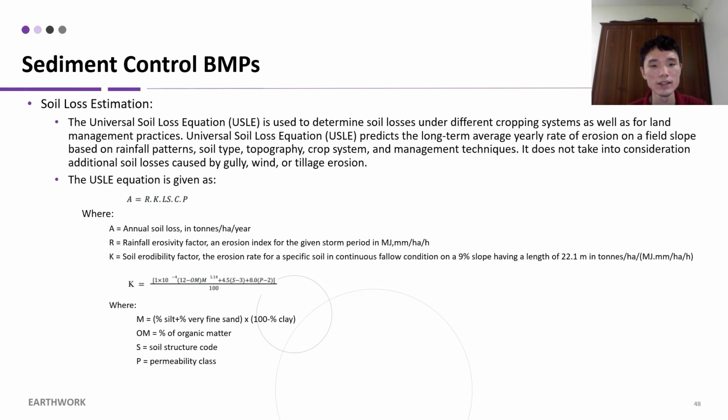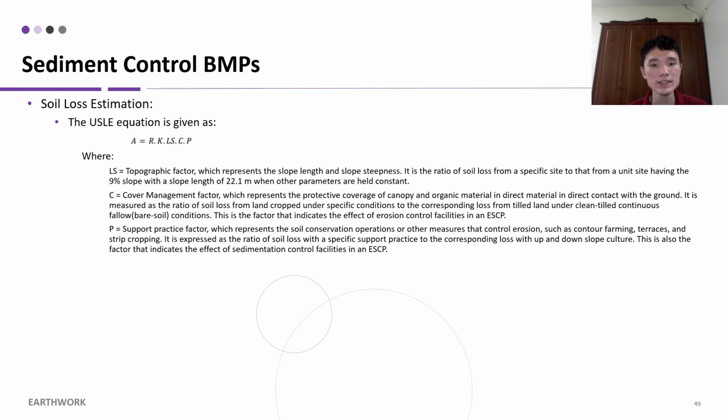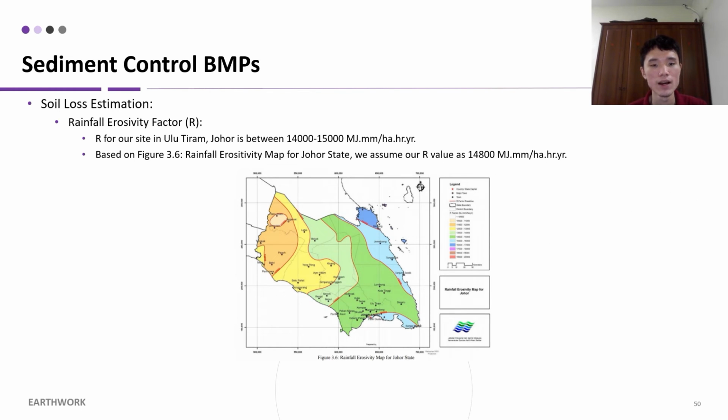Next, we proceed to soil loss estimation. The equation is given as shown here. A is annual soil loss, R is rainfall erosivity factor, K is soil erodibility factor, LS is topographic factor, C is cover management factor, and P is support practice factor. R is assumed as 14,800.